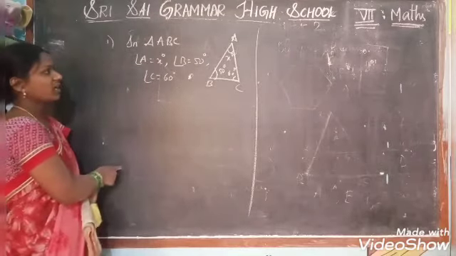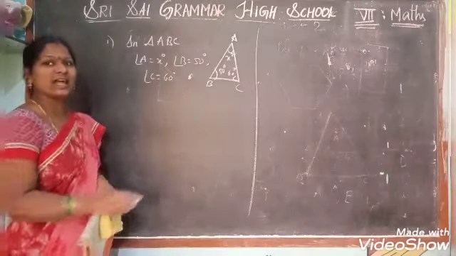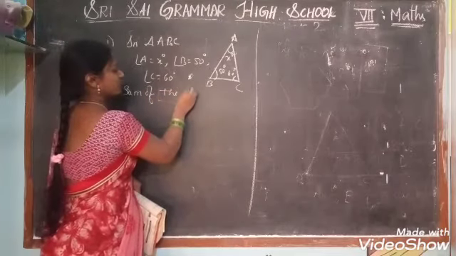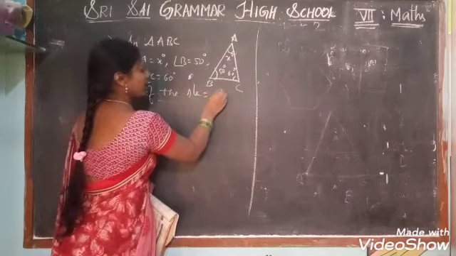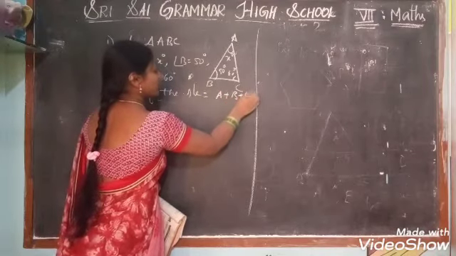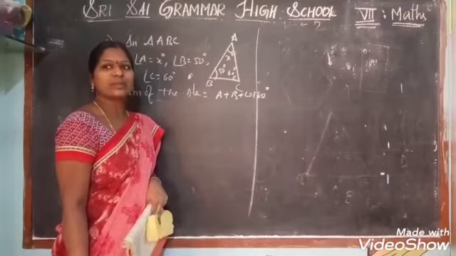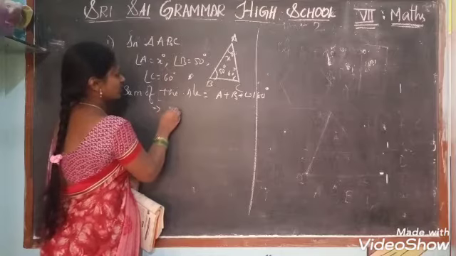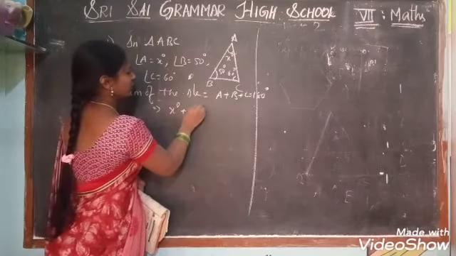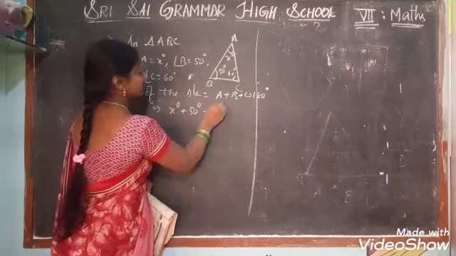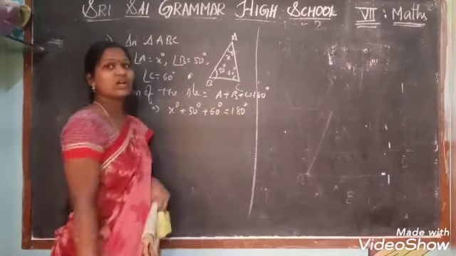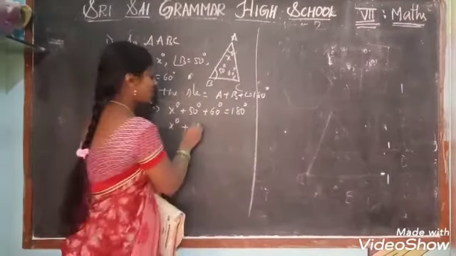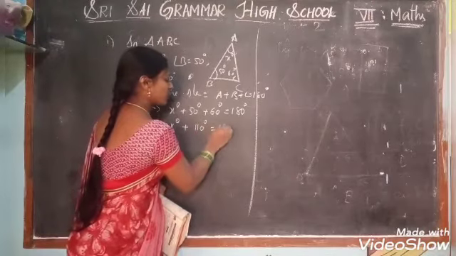Now we know that the angle sum of a triangle is angle A plus B plus C equals 180 degrees. Now angle A equals x degrees, angle B equals 50 degrees, angle C equals 60 degrees. So x degrees plus 50 plus 60, how much? 110 degrees. So it equals 180 degrees.